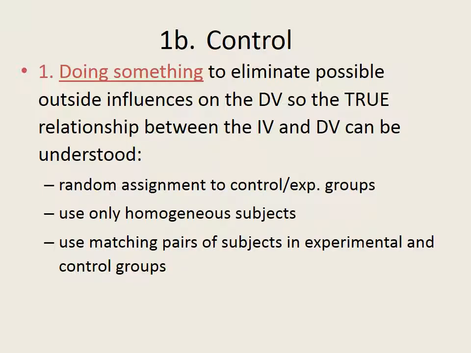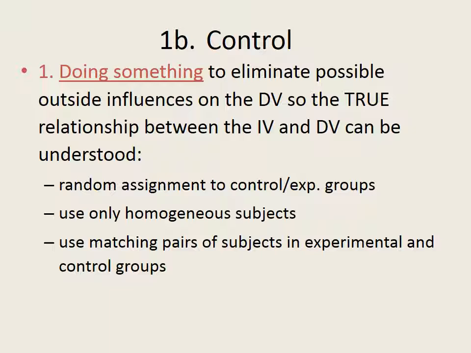So, a control is something that eliminates possible outside influences. So when we talk about confounding variables, if you don't have a control group, you can always have something else that explains what happened in the experiment. So control eliminates possible outside influences on the dependent variable so that the true relationship between the independent variable and the dependent variable can be understood.